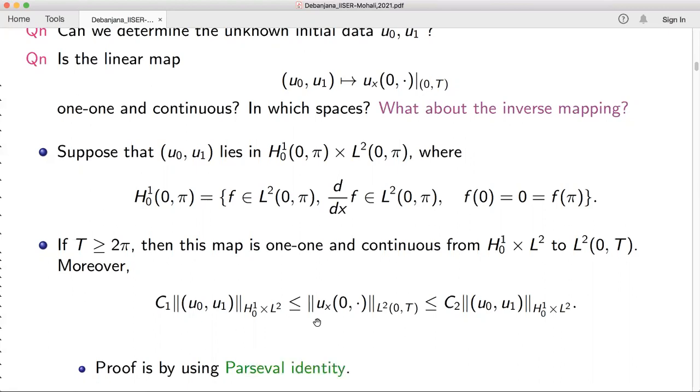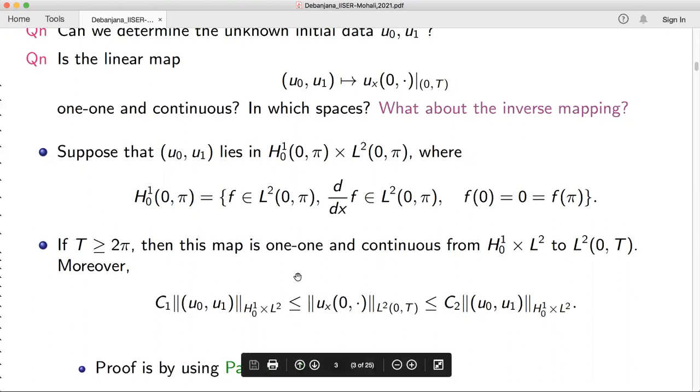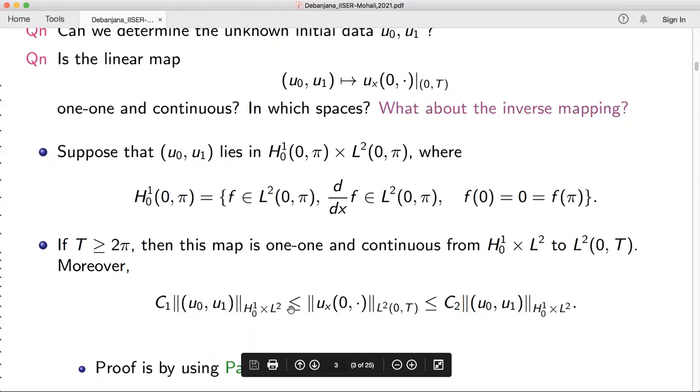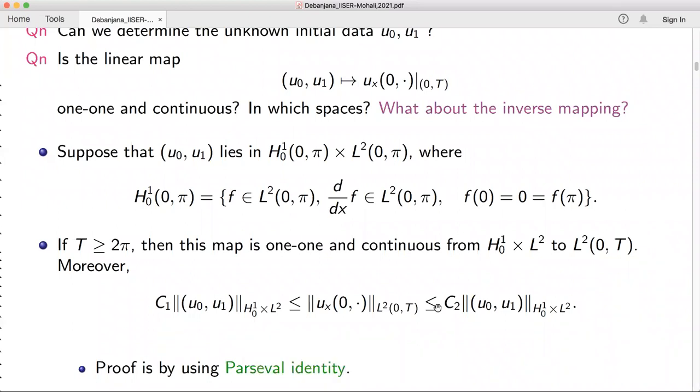In particular, we are saying that the forward system is well posed. The mapping is one-to-one and continuous, so the inverse also exists, and the inverse is a continuous mapping. That will come from the first inequality, which gives the boundedness of the inverse mapping, whereas the right-hand inequality gives the boundedness of the forward, or direct, mapping.